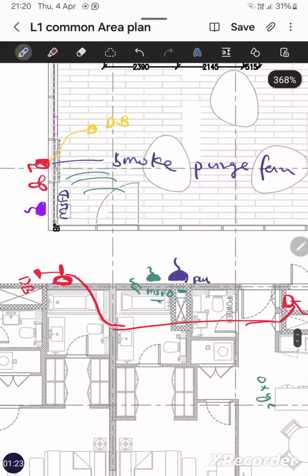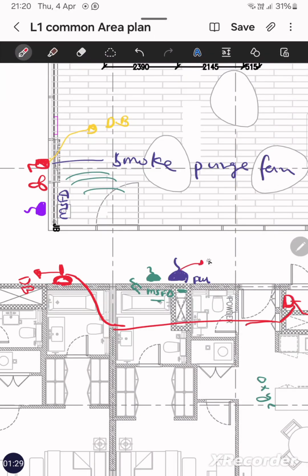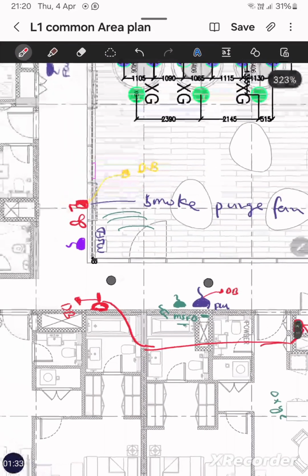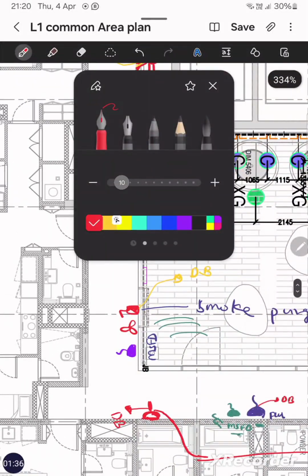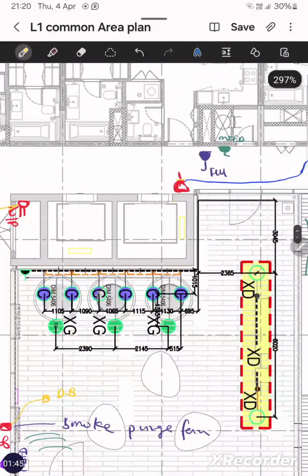Here we have 1 FCU in this corridor. So the circuit will be red circuit and it is going to the DB. Here we have 1 FCU and this will be yellow circuit, so it is going to the DB. And here we have 1 FCU, so it will be blue circuit and it will go to the DB.